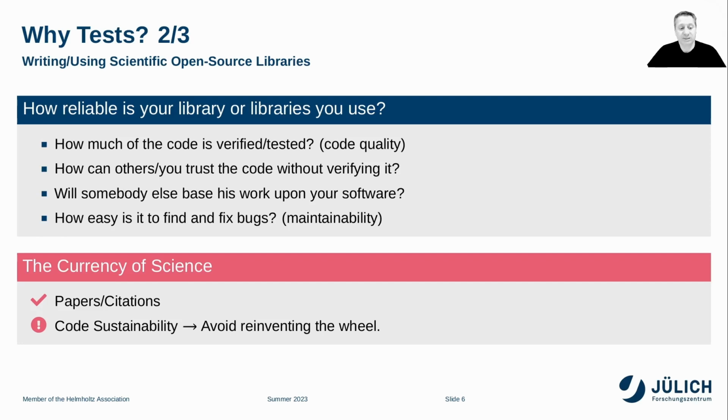And this all boils down basically to the currency of science. What's the currency of science? Usually it's papers and citations. And in the last years, code sustainability is also something that came up more and more. And the reason for that is we don't want to reinvent the wheel, and we don't want to write code that somebody else might have written already in a good state. So reuse is a good thing.